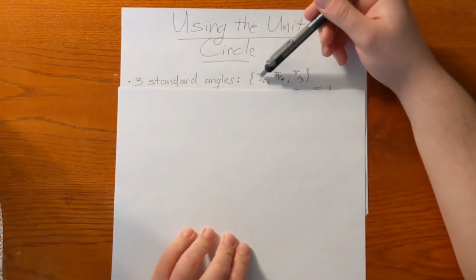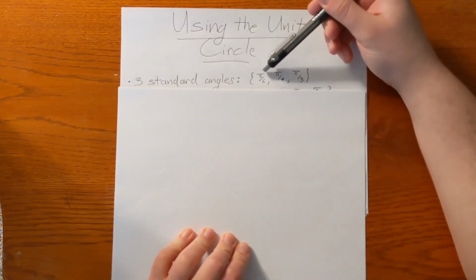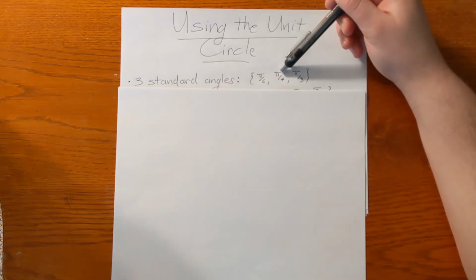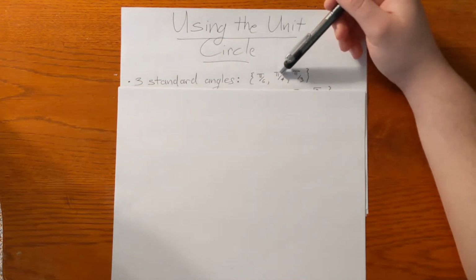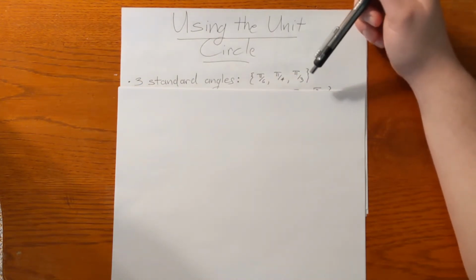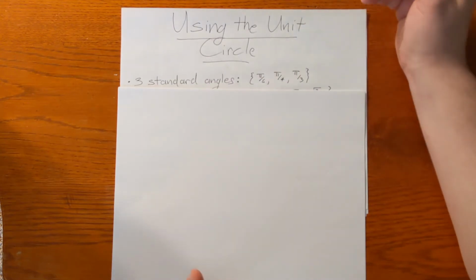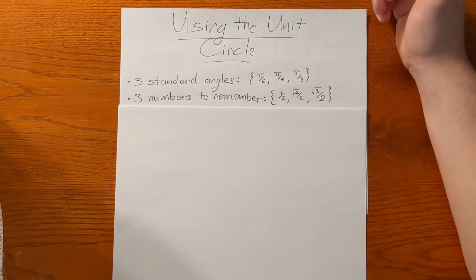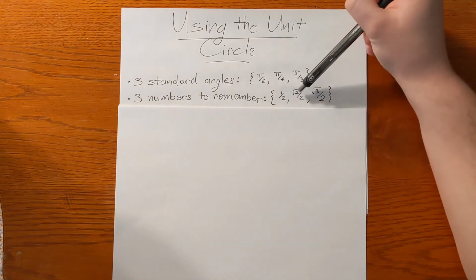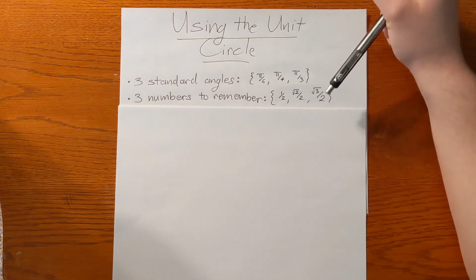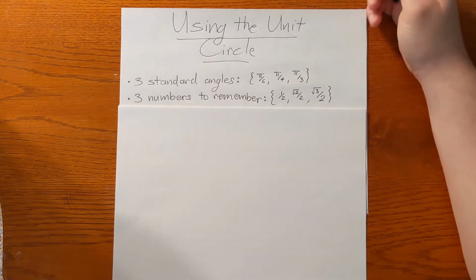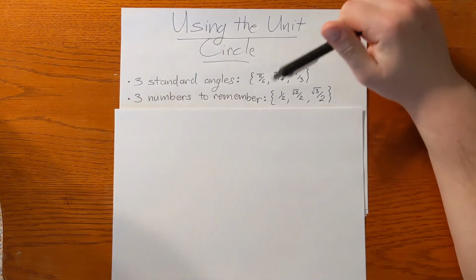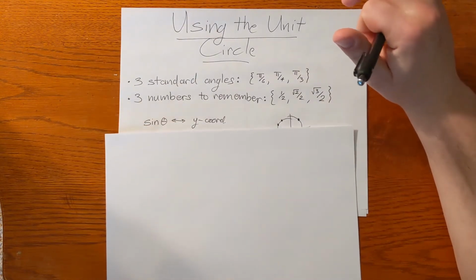The smallest of the three standard angles is pi over 6, and then the next one is pi over 4. That's the one that cuts the quadrant in half angle-wise, and then pi over 3, which is twice the angle measure of pi over 6. The three numbers that we need to remember are 1/2, rad 2 over 2, and rad 3 over 2. Like I said, there's another video about where these numbers specifically come from, so I'm just going to go with it for now.